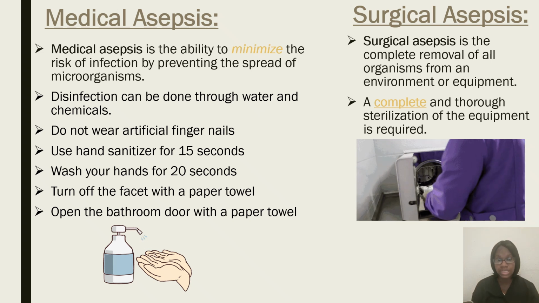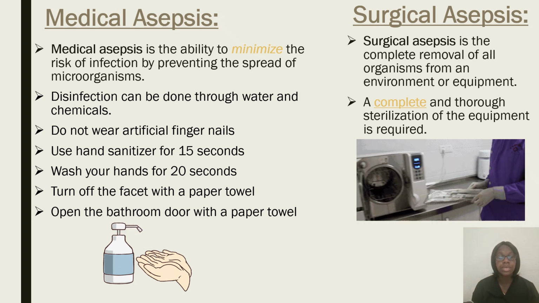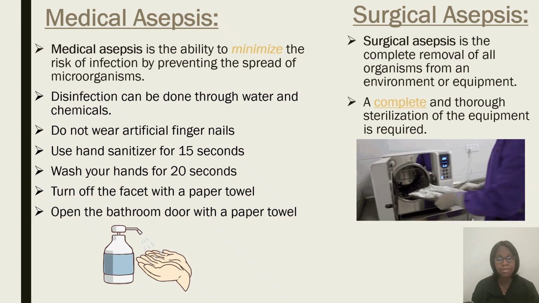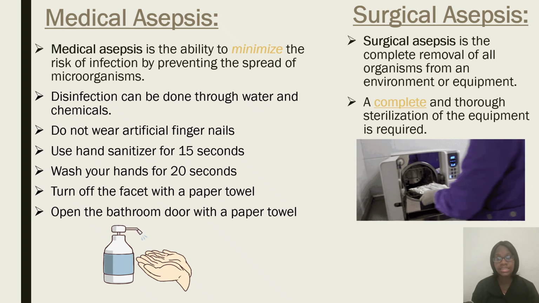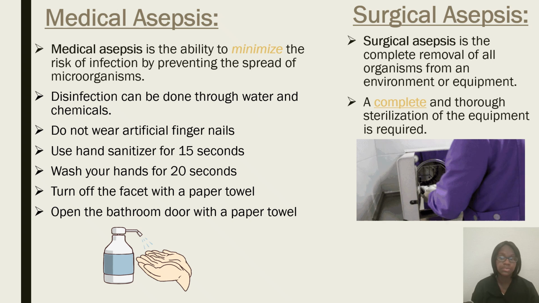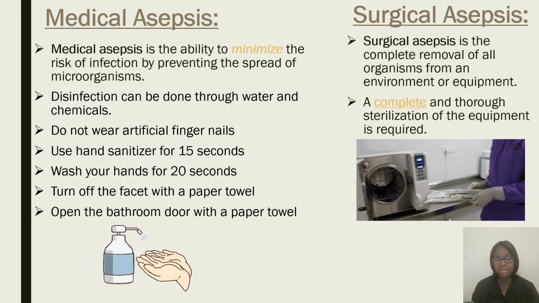Wash your hands for 20 seconds. Turn off the faucet with a paper towel, because I hear about people washing their hands and then, whenever they get ready to turn off the faucet, they touch the faucet with their hands. Well, your hands are dirty again. So turn off the faucet with the paper towel.